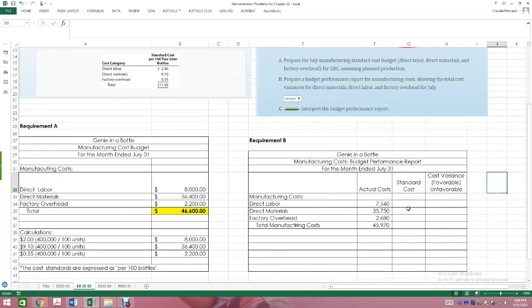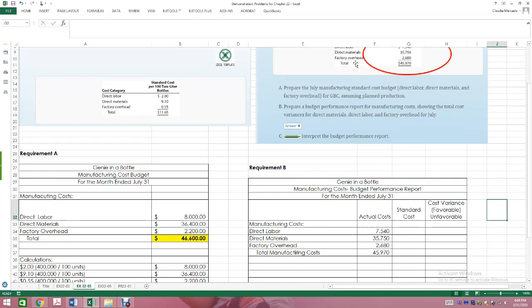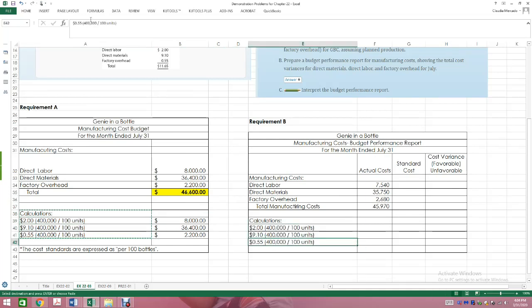So we need to rerun these calculations for my standard cost. Instead of using 400,000, we're going to use 406,000. That way we can match up our bottles from 400 to 406,000. Because I'm using Excel, I'm going to just copy and paste and make this one change in my formula. The formula will stay the same. The only thing that we're changing is the units.